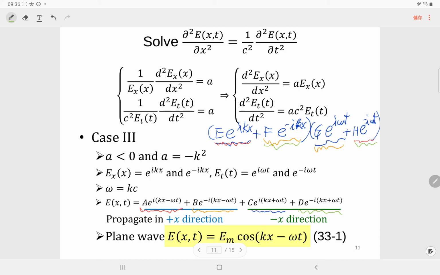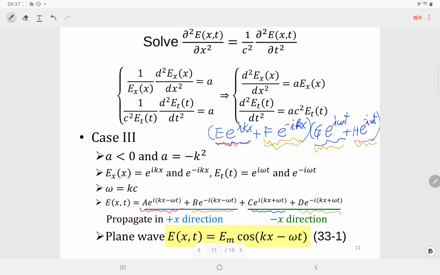And actually, we can just group them together. And here, we can see that we have kx minus omega t. And it means that it propagates in positive x direction. And for this one, we have kx plus omega t. No matter if it is a plus or minus sign, it propagates in the negative x direction.